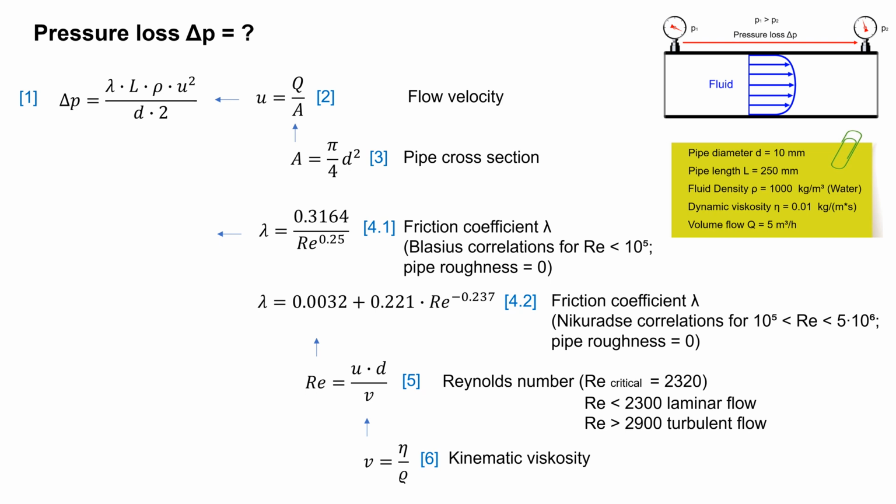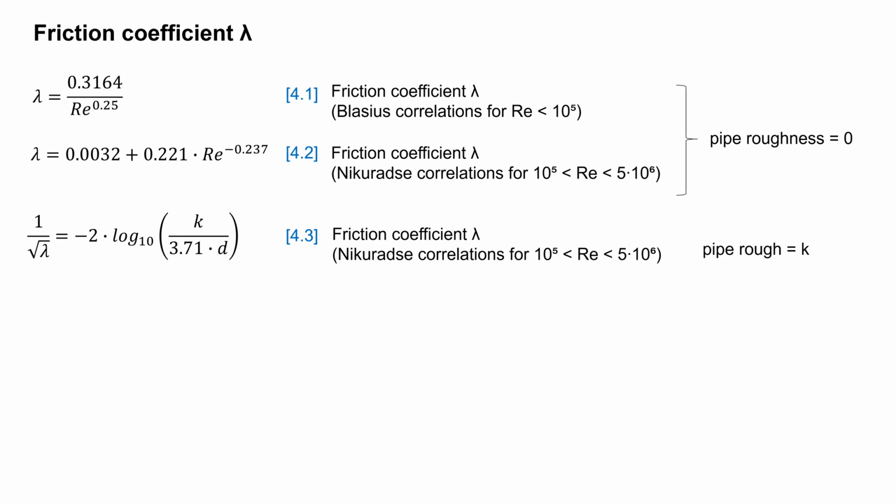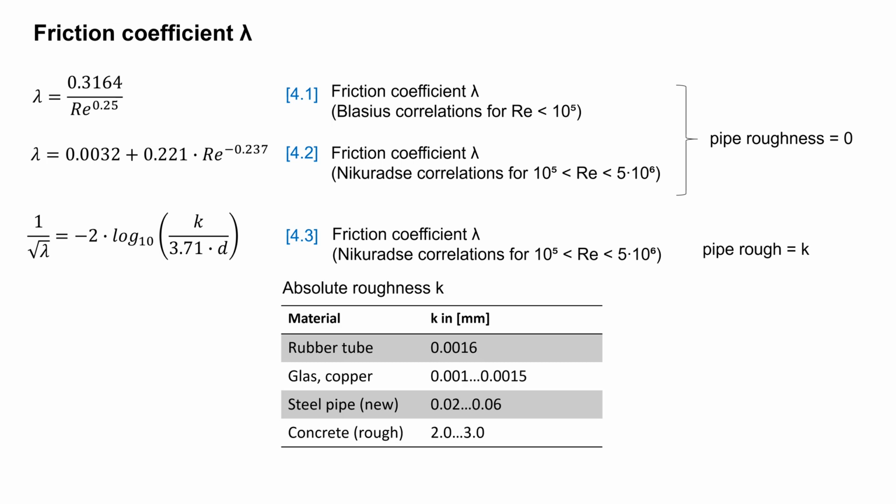6 is kinematic viscosity. For pipe roughness 0, we can use formula 4.1 or 4.2, depending on Reynolds number. If the pipe should be calculated with roughness, you can use formula 4.3. Here are friction coefficients, dependent on Reynolds number and absolute roughness curve.